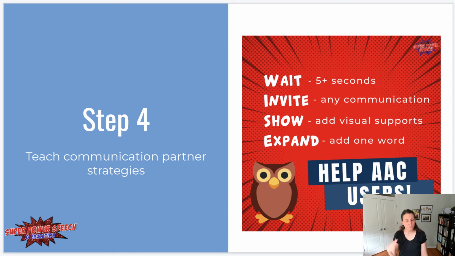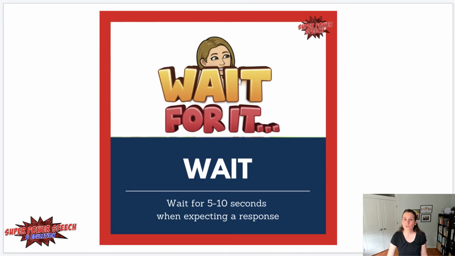It's only 4 letters, and it is a really good summary of what the research says is important in order to foster communication partner relationships. The first letter is W, so it spells WISE, right? Like the wise old owl. So the first letter is wait.